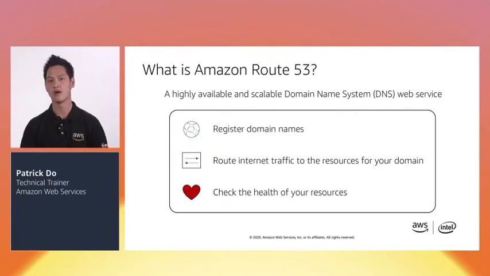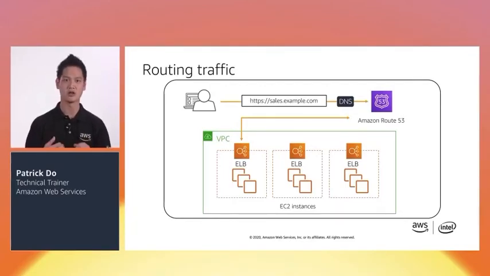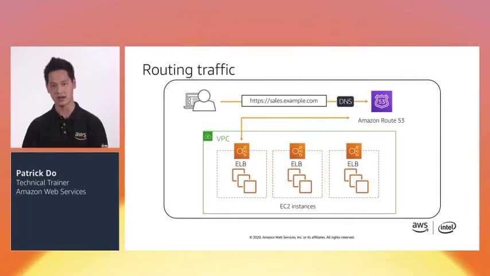What is Amazon Route 53? Amazon Route 53 is a highly available and scalable domain name service, or DNS web service. You can use it today to register domains and route internet traffic to resources based on geolocation, weight, and health checks. Here is an example of how we can use Amazon Route 53 to host our domain, sales.example.com, and route it to our application hosted on EC2 instances behind an ELB.